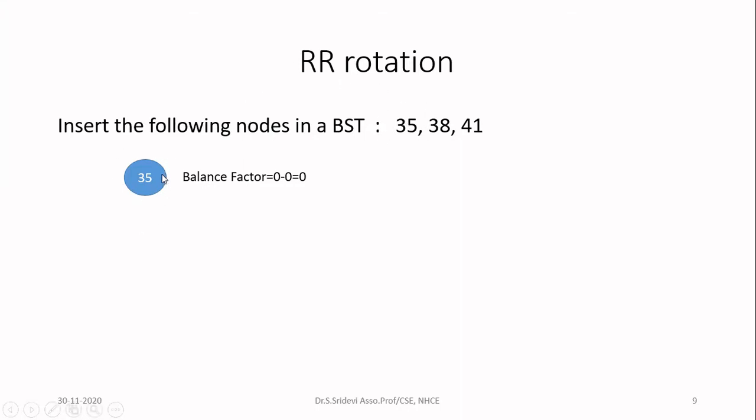Now let us consider that I am getting the first element, 35. I'll insert 35 because my tree is empty. I'll calculate the balance factor. When you have only 1 node, the balance factor will be 0, because it is not having any left subtree or right subtree.